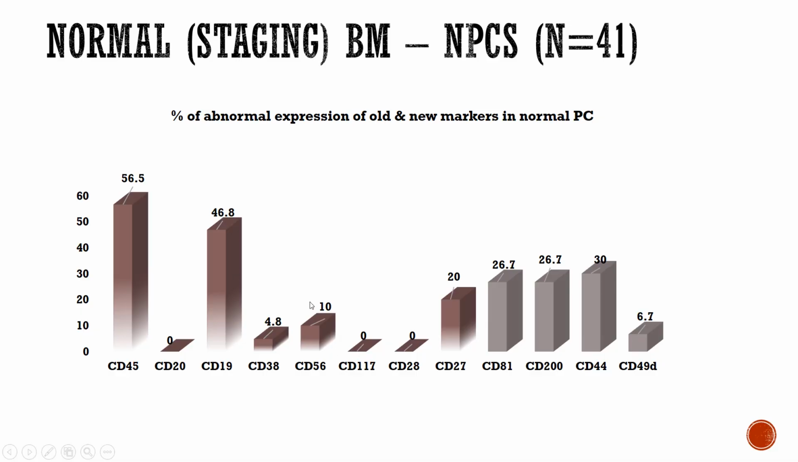We have seen CD56 expression in 10% of cases, and we have even noted slight downregulation of CD27 and CD81 in approximately 20 to 25% of cases. That is why these markers are not enough, and you have to use light chain expression for the confirmation of the data, unless proved otherwise.